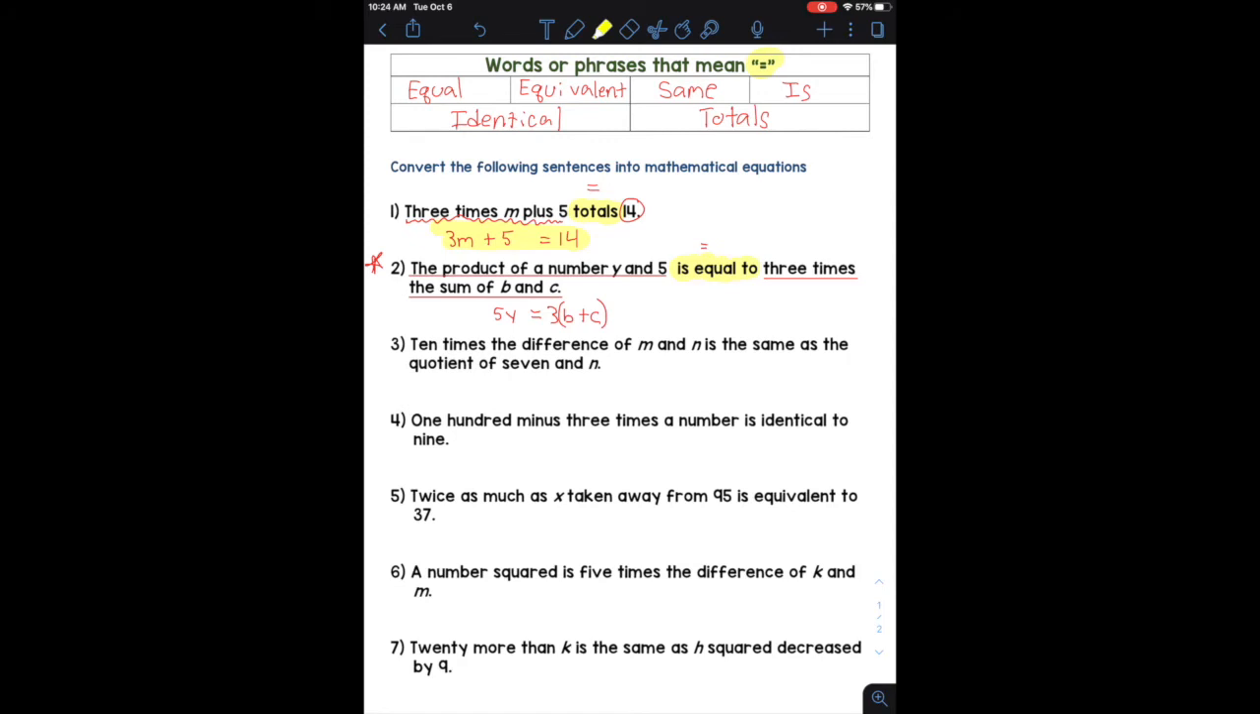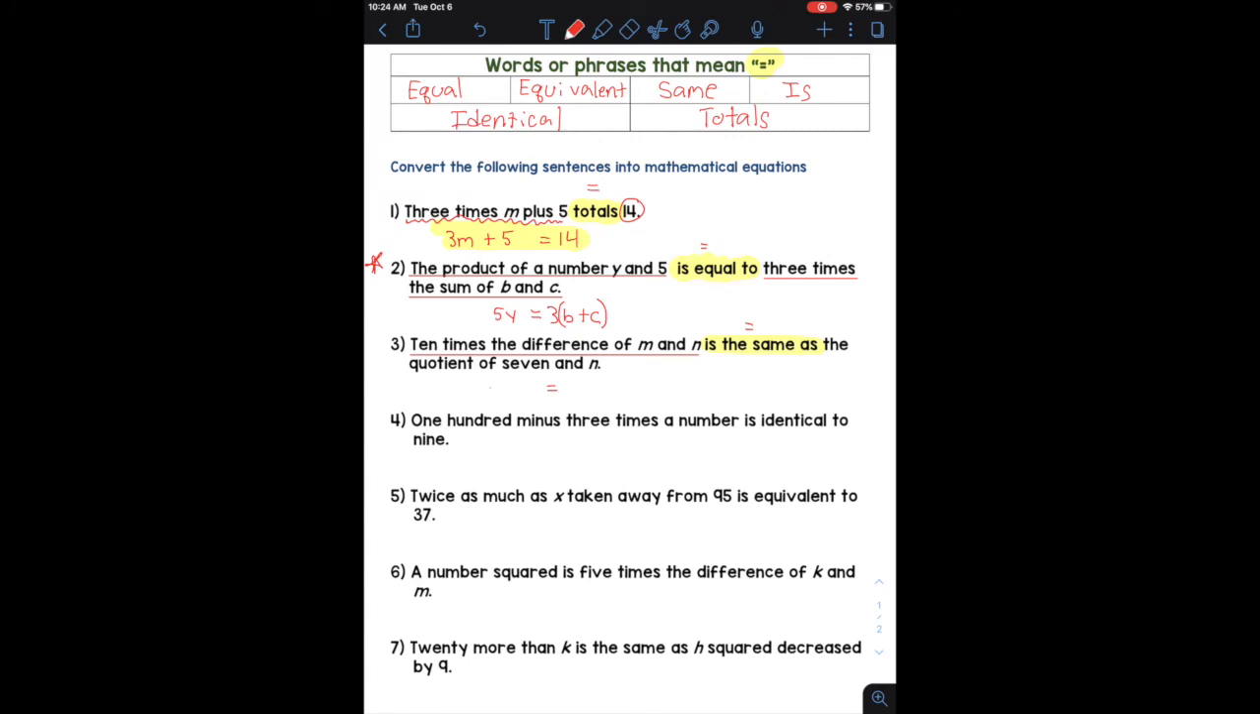Number 3 is similar. Let's first find the word or phrase that means equal sign. 10 times the difference of m and n is the same as the quotient of 7 and n. In this sentence, the same as would represent our equal sign. So let's start writing our equation. Do the left side first. It says 10 times the difference of m and n.